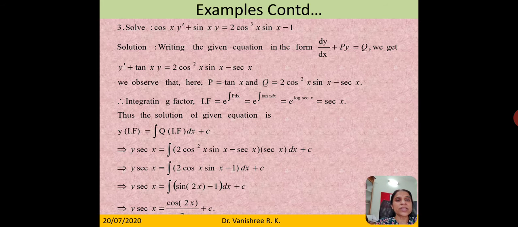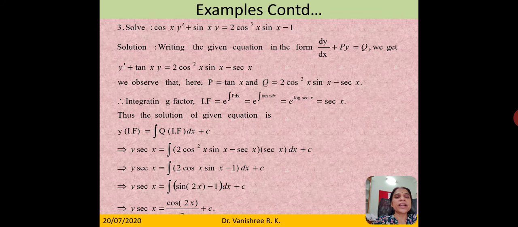Here you can see that this is not in the standard form: cos x y dash plus sin x y is equal to 2 cos cube x sin x minus 1. This is not exactly in the required form dy by dx plus py is equal to q, but we can always write it in the required form. We divide throughout by cos x. We get y dash plus tan x into y, since sin x by cos x is tan x, plus 2 cos square x sin x, minus 1 by cos x, which we write as secant x.